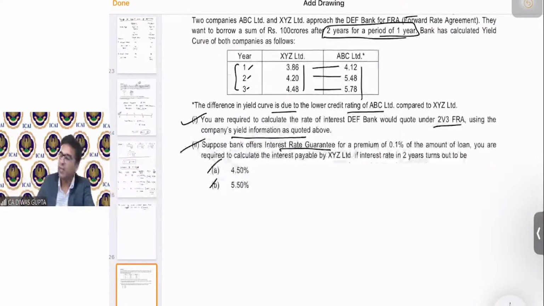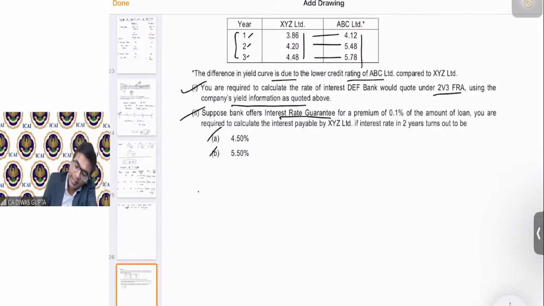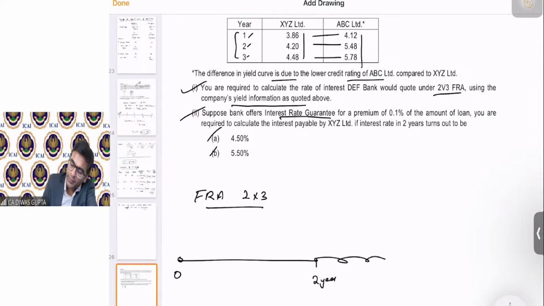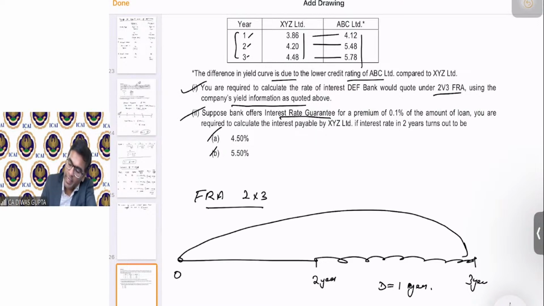So let's first start. So this is, students, FRA of 2 by 3: 0, 2 years, third year, duration is equal to 1 year, correct? So for calculating the FRA valuation, we need to know what is the 2 year rate and what is the 3 year rate. 3 year rate is also given and 2 year rate is also given. Then accordingly we can calculate, okay?